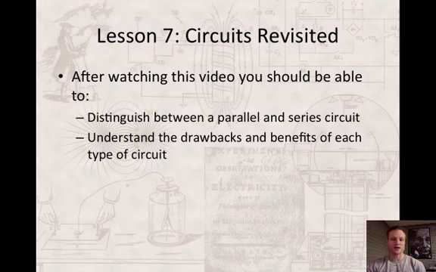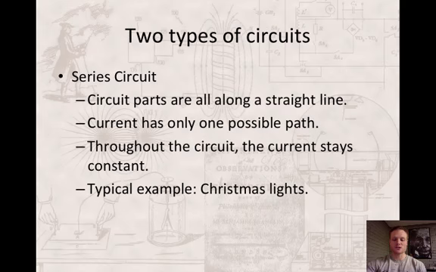So let's start right away and take a gander at the two different types of circuits that we'll be talking about in this class. The first type of circuit is called a series circuit. Basically, all the parts of the circuit are along a straight line or path. Now, I don't want you to think that it has to be in a straight line so much, but basically they all must follow the same path. And when I say they all, the charges must all follow the same path. So the current has only one possible way to go, and there is no other option for it. And throughout the circuit, the current stays constant.